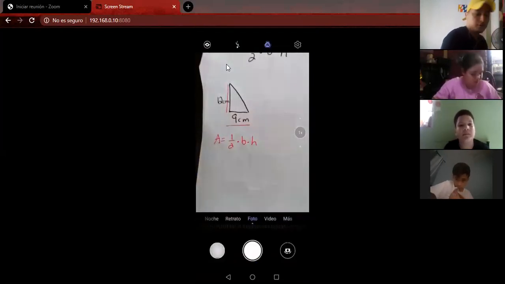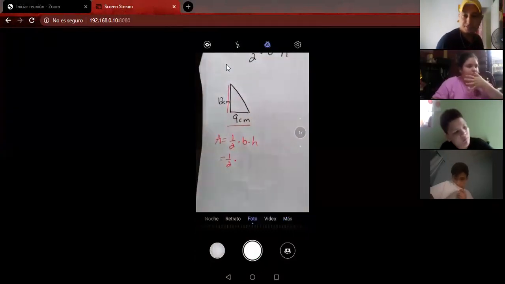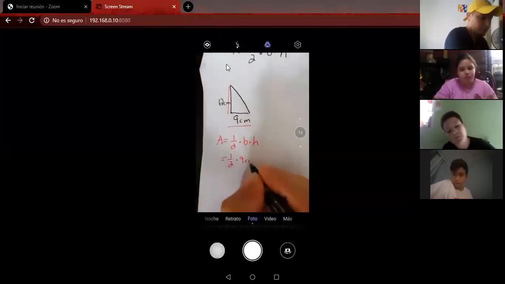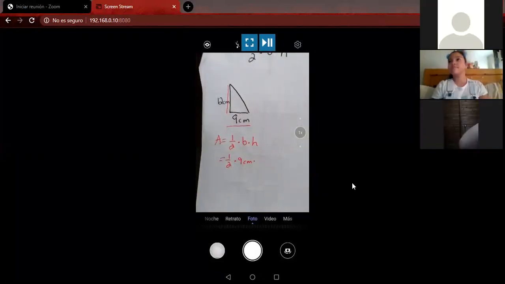Okay? Now, ¿cuál es mi base, Moisés? Which one is my base over here? 9 centimeters. Good job. Okay. Hannah, which is my height in this triangle? Which one is my height in this triangle? 12 centimeters.